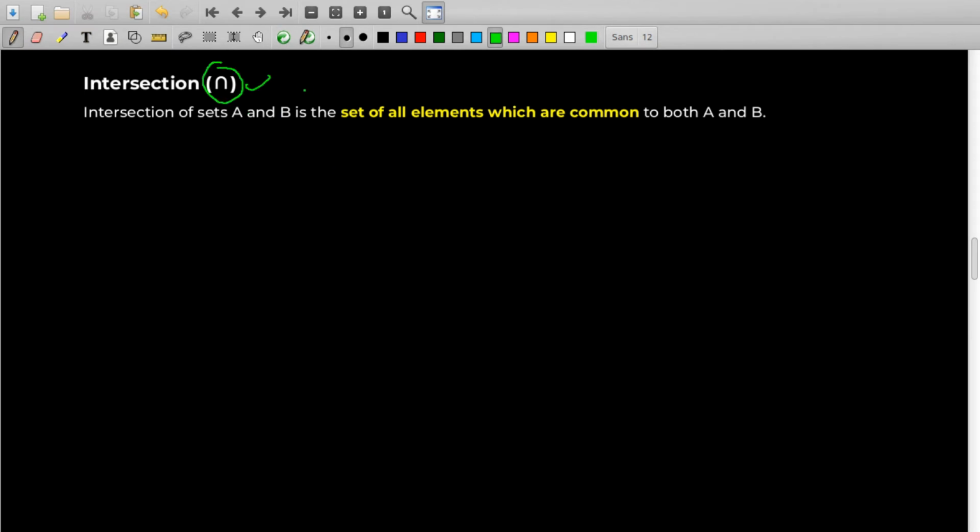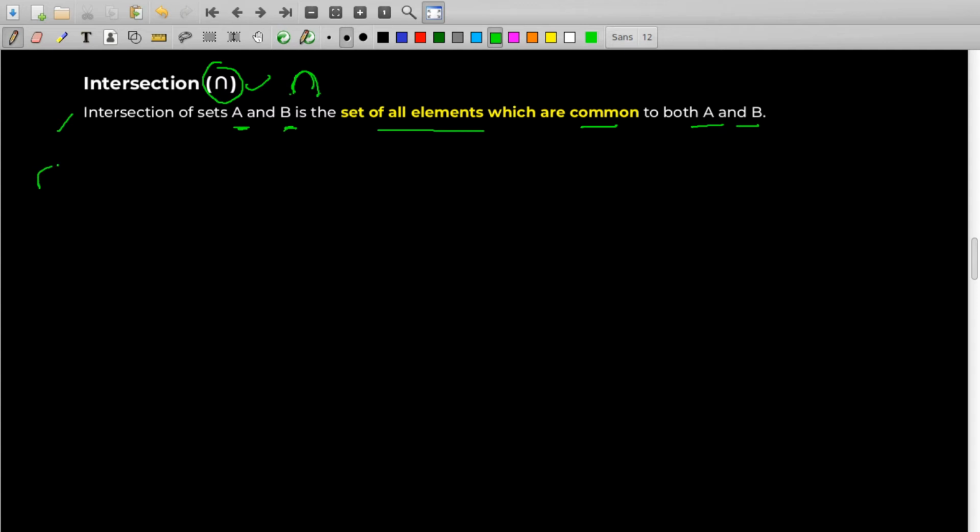So let's move to the next operation, and it's called intersection, which is denoted by this kind of U, the reverse U actually. The definition says that the intersection of sets A and B is the set of all elements which are common to both A and B. So this is basically the common elements, right?